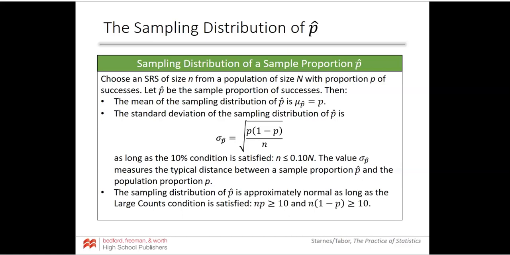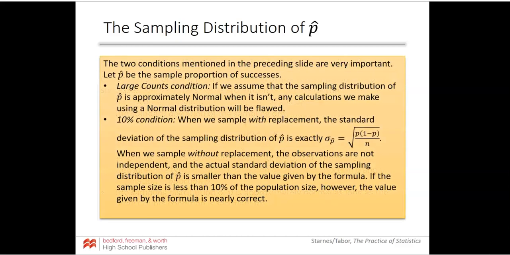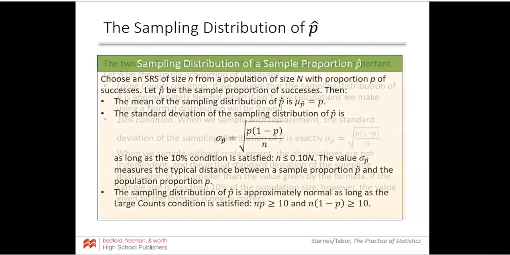of independence. To be considered approximately normal, we have to do the large counts condition, which is NP, how many successes we predict, and NQ, how many failures we predict. Both have to be at least 10. So we have to meet the large counts condition again to prove normality, and then the less than 10% condition to prove that it's independent because we're sampling without replacement. Okay.